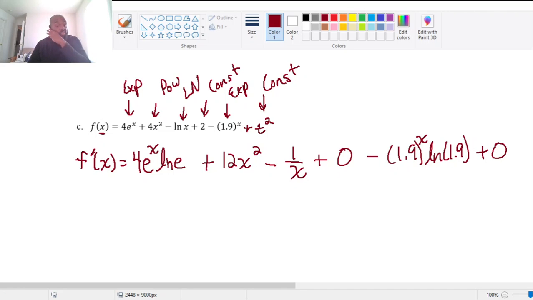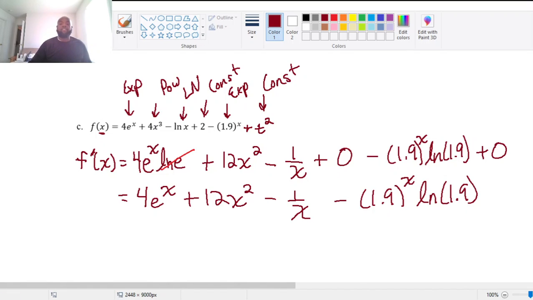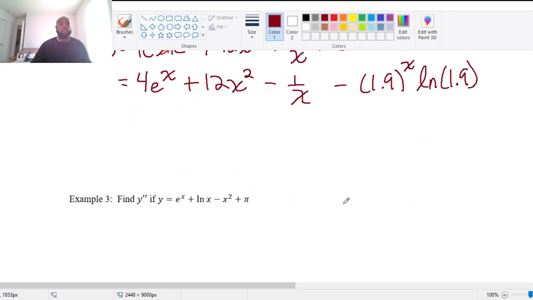And so I have that derivative right there. All right, and so I can clean this up a bit. The natural log of e is just 1, and I don't need to write those zeros there. And so my derivative is going to equal 4 times e to the x plus 12x squared minus 1 over x minus 1.9 to the x times the natural log of 1.9. And that, my friends, would be your simplified derivative in that example.